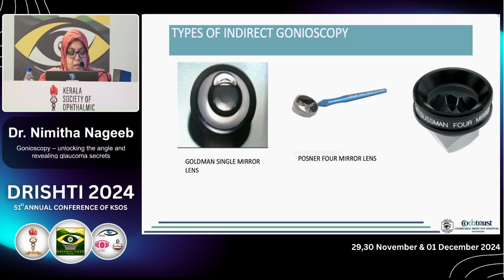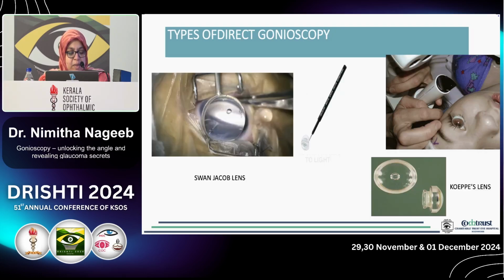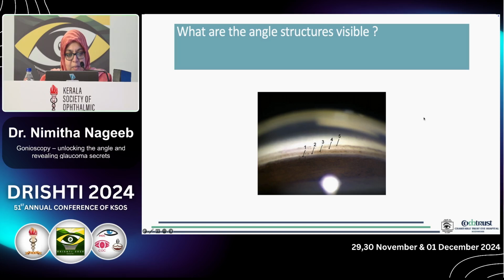There are other different types of gonio lens available, that is the Goldmann single mirror, Posner, and Sussman is also available. In direct gonioscopy, we make the patient lie supine, and we place the gonio lens such that the angle structures are visible. The various lenses available are the Swan-Jacob, Koeppe, and the Barkan. For Koeppe, we require a handheld slit lamp.